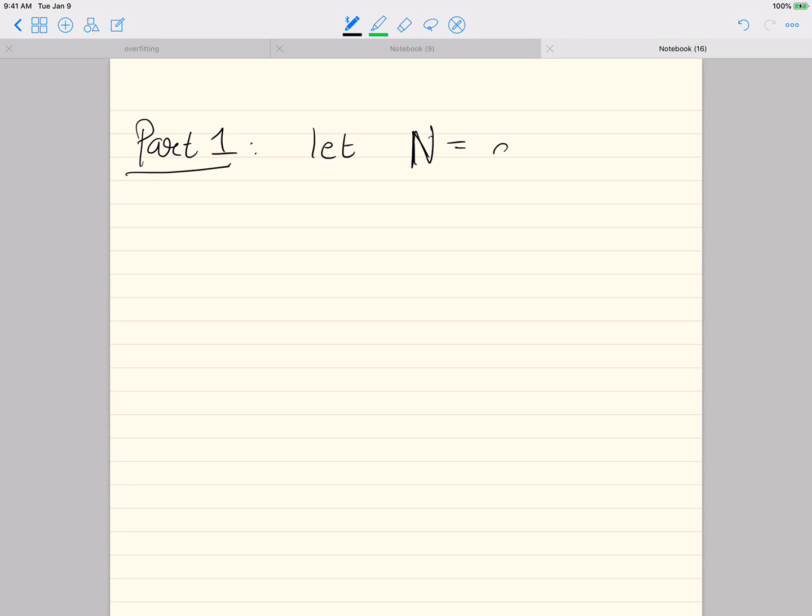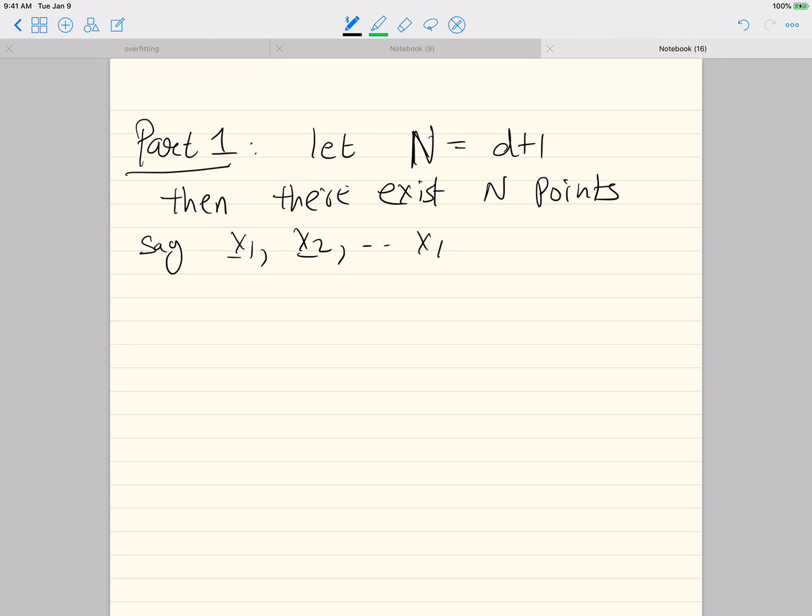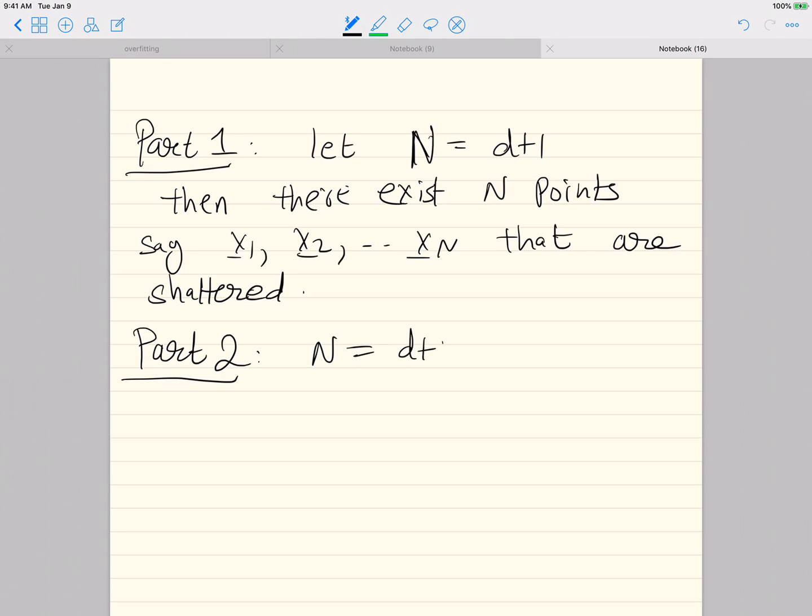So we'll consider the largest value of n. Let n be d plus 1. Then we'll show that there exist n points, say x1, x2 up to xn, that are shattered. So I just have to construct n points that are shattered. This is the first part. If n points are shattered, any subset of them is also shattered. That's clear, right? Because if you look at any subset of coordinates, all the combinations have to be there. And part 2 says that n equals d plus 2 is a breakpoint, and hence any value of n greater than d plus 2 will also be a breakpoint.